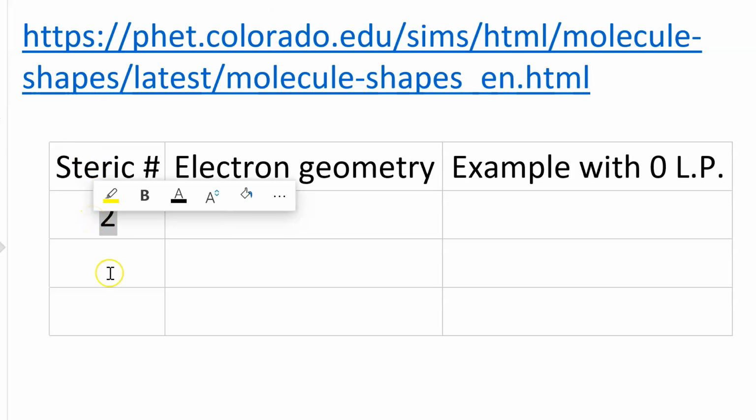So we're going to start out with a steric number of 2. A steric number of 2 means that our central atom has 2 electron domains. It could be 2 single bonds, it could be 2 double bonds. It could be a single bond and a triple bond. Or it could be a triple bond and a lone pair, something like that. The electron geometry will be linear.